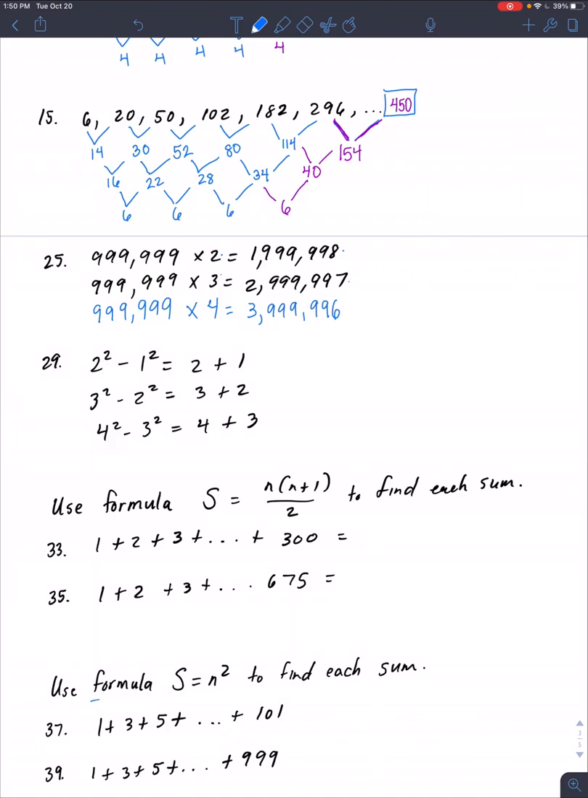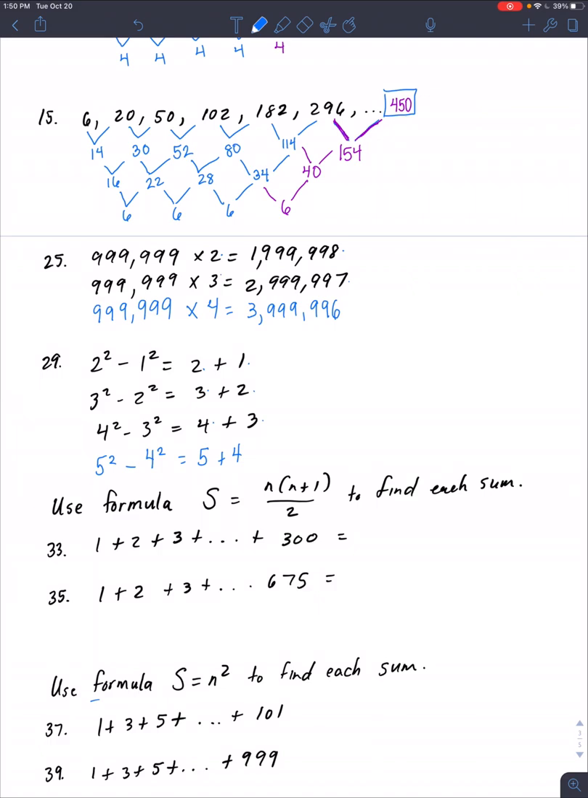Alright, next one, just following a pattern. 2 squared, 3 squared, 4 squared. This is obviously going to be 5 squared. 1 squared, 2 squared, 3 squared, 4 squared. Then we have 2, 3, 4, 5. 1, 2, 3, 4. Okay?